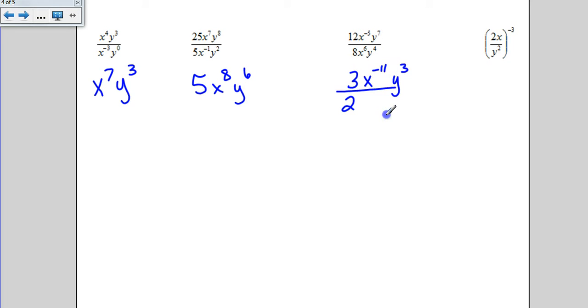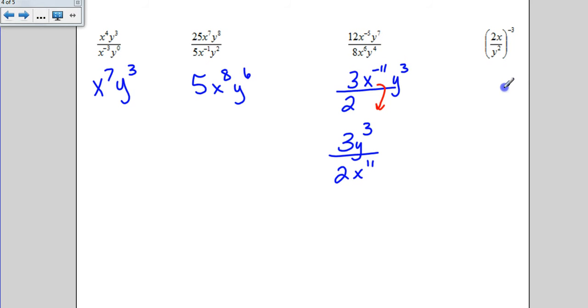So the only thing I'm going to have to change here is this x to the negative 11th is a negative exponent, so he's going to have to flip to the bottom. So my final answer is 3y to the 3rd up top, and then 2x to the positive 11th on bottom. And that's your final answer.